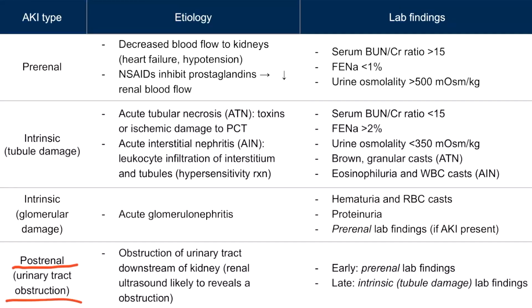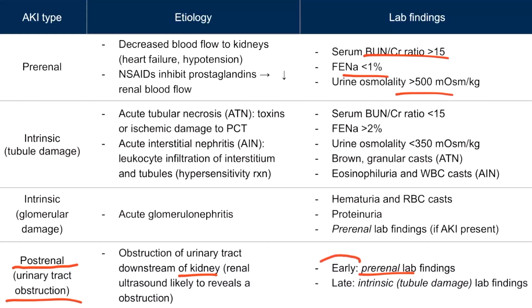Okay, let's move on to postrenal azotemia, which is basically a urinary tract obstruction. And this obstruction can be anything downstream of the kidney. For example, obstruction of the ureter, prostate, bladder, or anything that would prevent outflow. Early on in problems like this, the nephron is still able to reabsorb solutes from the filtrate, and it's able to concentrate the urine. So the lab findings are similar to those seen in prerenal azotemia. So BUN to creatinine ratio greater than 15, fractional excretion less than 1%, and urine osmolality greater than 500.